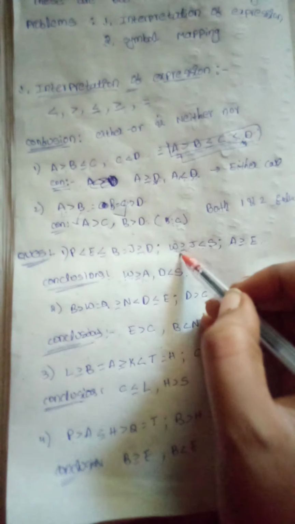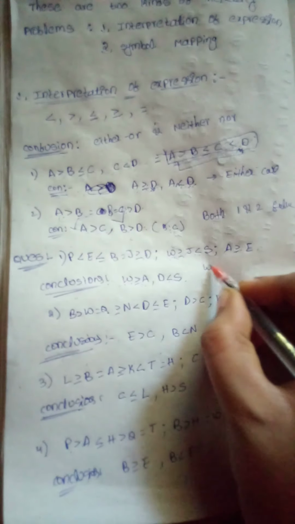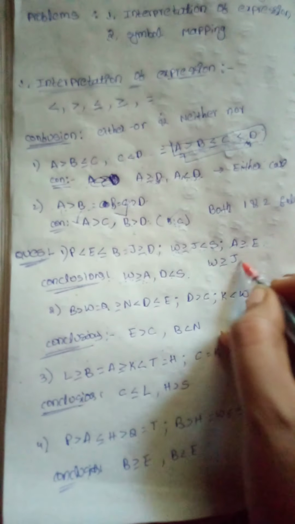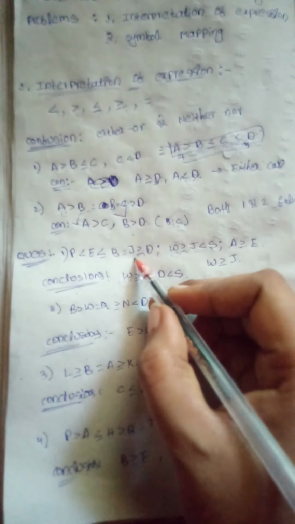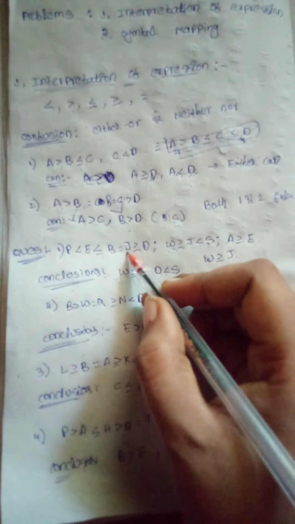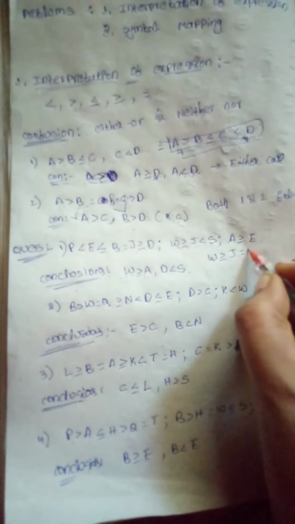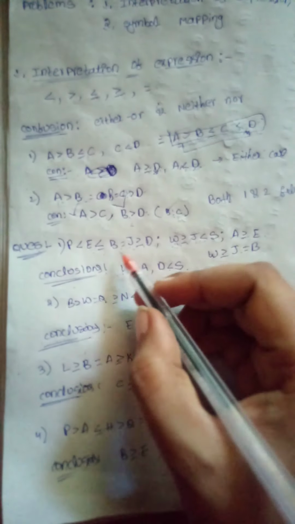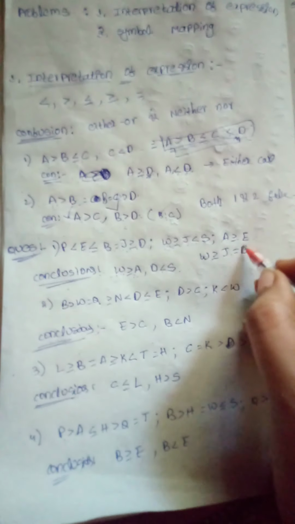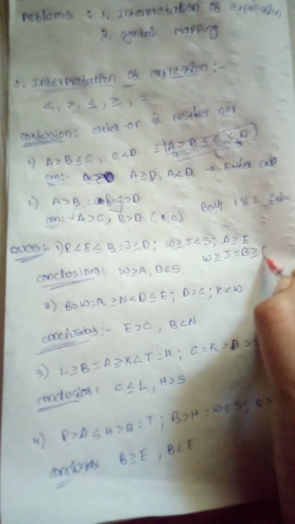In the second expression we clearly say w is greater than or equal to j. That means we write this expression: w is greater than or equal to j. In the first expression we clearly say that j is equal to b. That means we write j equal to b. And also e less than or equal to b is in the first expression. That means b, e less than or equal to b, means b is greater than or equal to e.